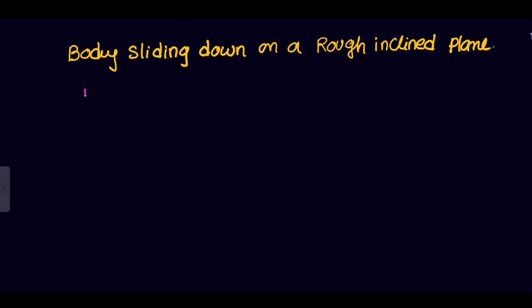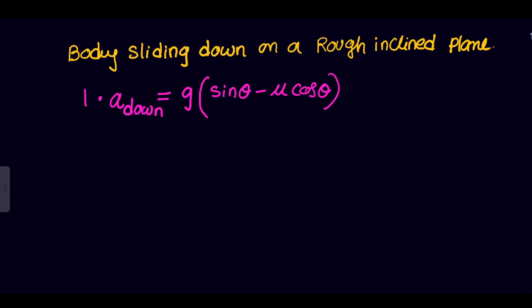The first formula, acceleration. This is a very, very important formula, and many problems are based upon these relations. Whenever the body is sliding down a rough inclined plane, the acceleration is A equal to g into sine theta minus mu cos theta. Try to remember this formula. Since it is down, let us make this clearer: I am calling this A down. You do remember it like this.